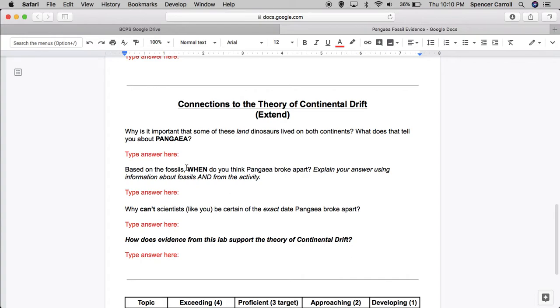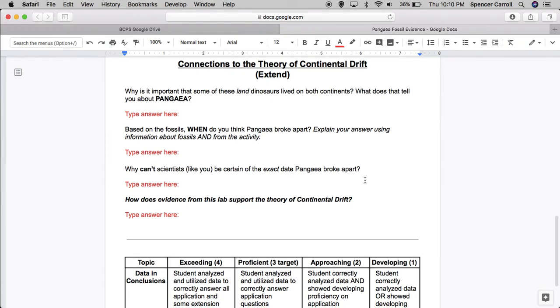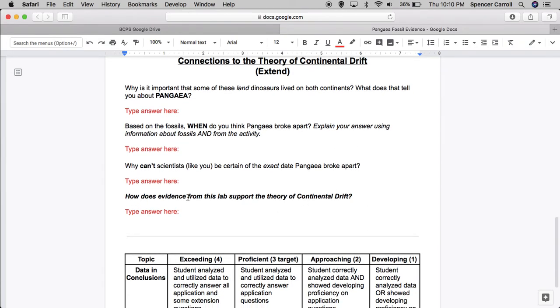Based on the fossils, when do you think Pangaea broke apart? I'll remind you, if dinosaurs are interacting, it's because they lived at the same time and they were able to walk from one place to the other. Last few. Why can't scientists, like you, be certain of the exact date Pangaea broke apart? And how does this evidence support the theory of continental drift?